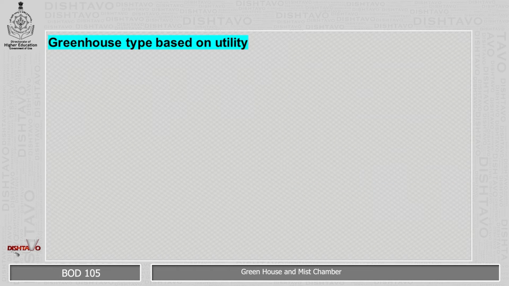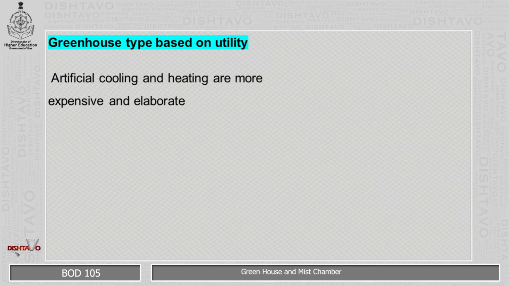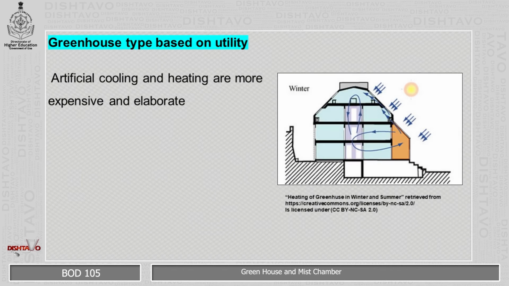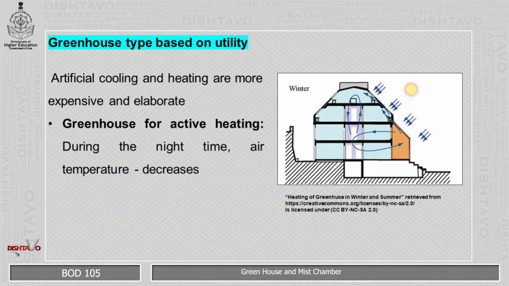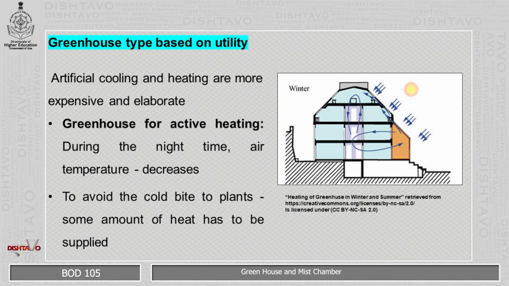Next is greenhouse type based on utility. Artificial cooling and heating are more expensive and elaborate. Based on this, there are two types of greenhouses. The first one is greenhouse for active heating. During the night time, air temperature decreases. To avoid the cold bite to plants, some amount of heat has to be supplied.